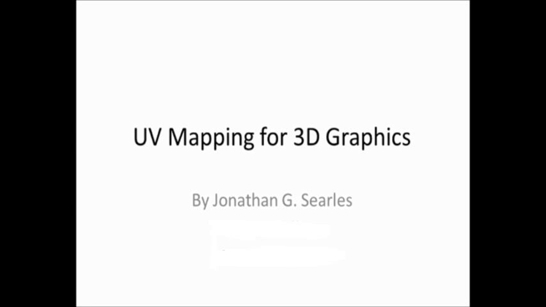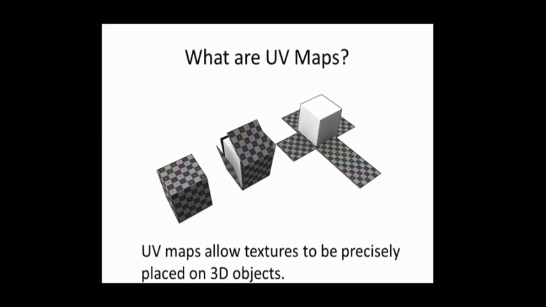This presentation is partly by popular demand. UV mapping allows you to precisely place textures on 3D objects, as seen here. Very oftentimes you'll cut seams in the UV map so that your texture will actually fit a model all the way around 360 degrees in all directions.